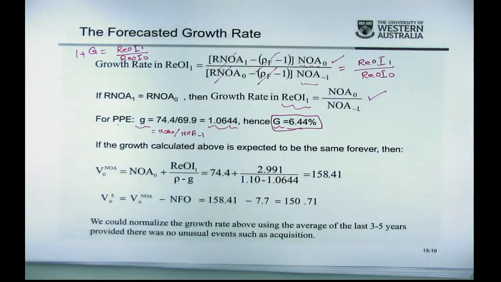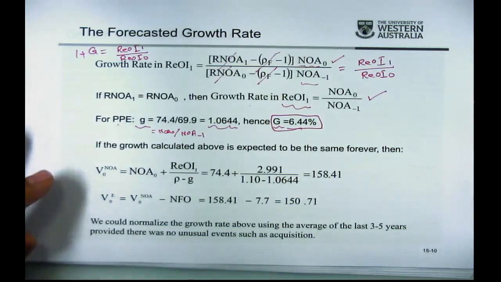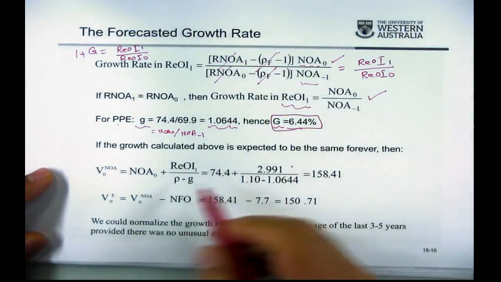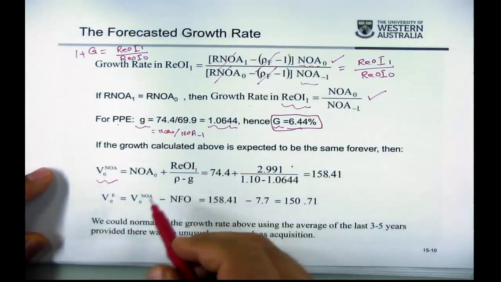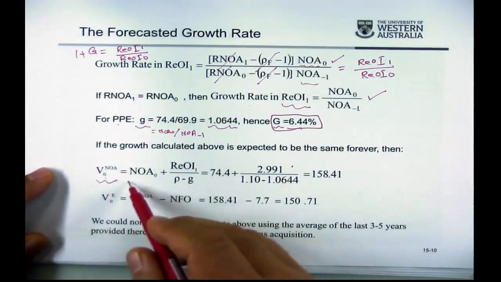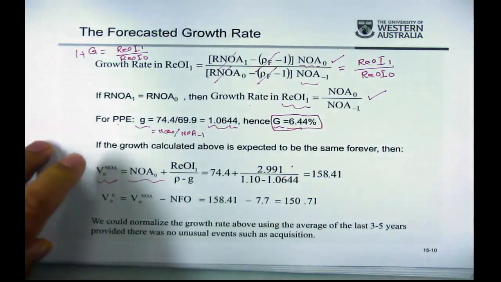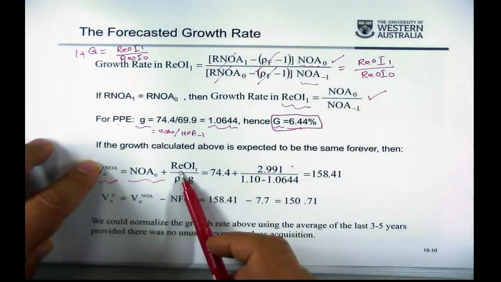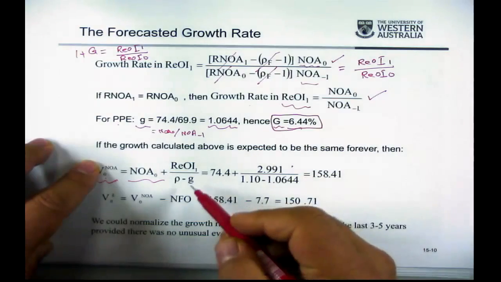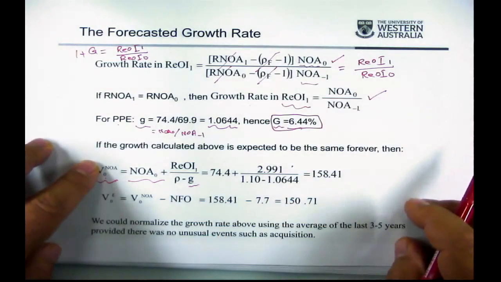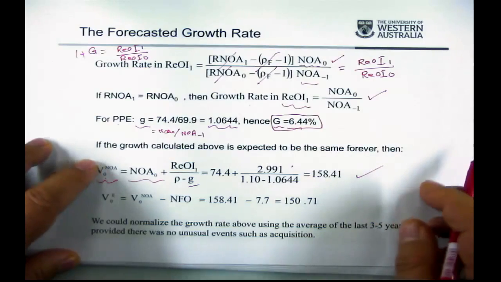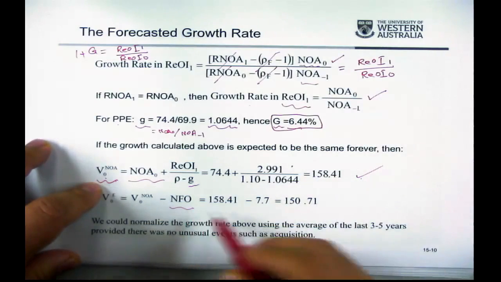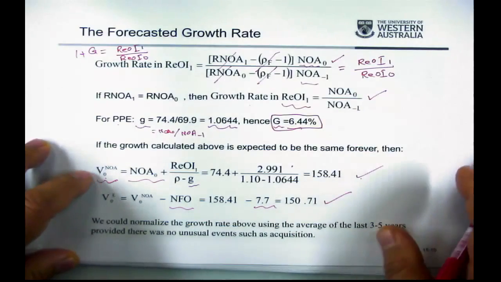So if you believe this growth will be sustained into the future forever, we can value the firm as follows. The value at time 0 is equal to the book value at time 0 of the net operating assets plus the capitalized residual operating income, assuming a constant growth in the residual operating income. So this is the value of the firm. Subtracting NFO, we get the value of its equity.